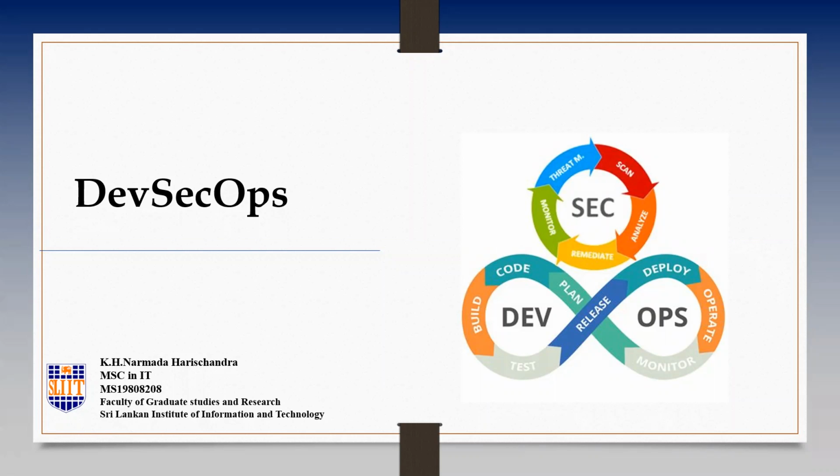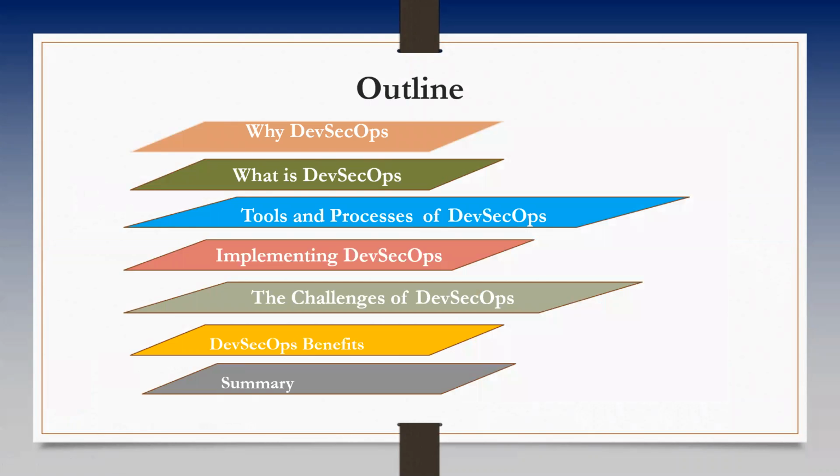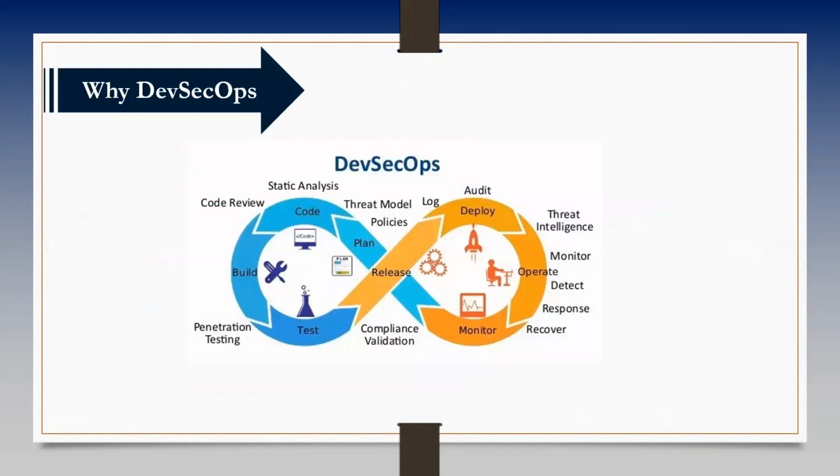Hopefully by the end of the session you will get an idea about DevSecOps. First, we move to the outline of this presentation. First, I hope to discuss why we need DevSecOps, and then what DevSecOps is, and I'll discuss the tools and processes of DevSecOps, and then implementation of DevSecOps and challenges of DevSecOps, as well as the importance of DevSecOps. Then I'll discuss the summary of DevSecOps. First, why do we need DevSecOps?